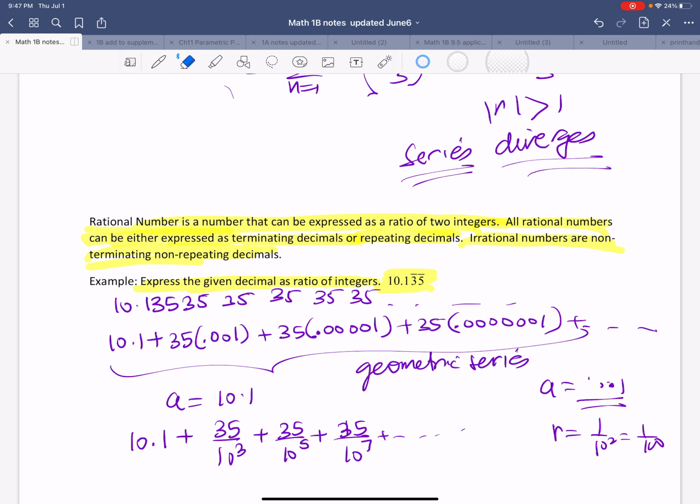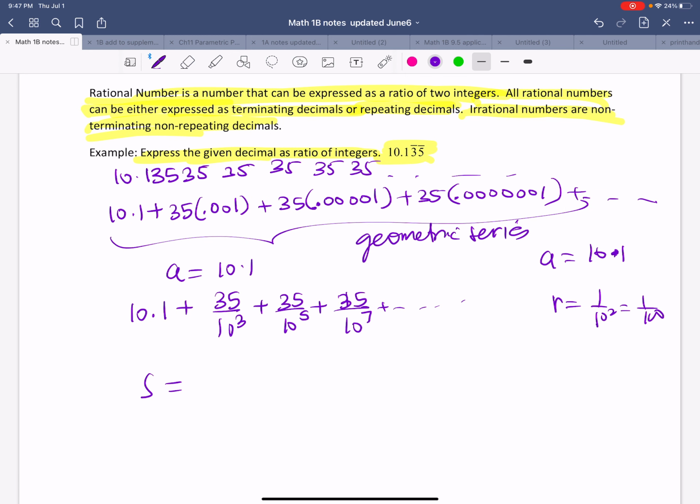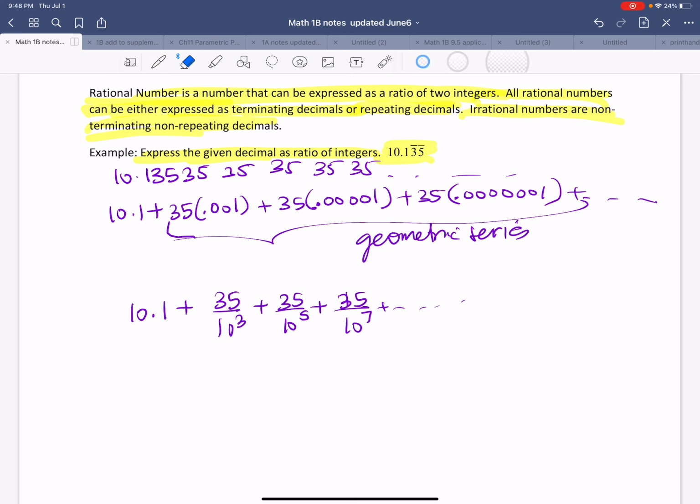Okay, once we found our R and we have our A, we can write the sum of this series. That is going to be A over, actually, let's look at it again. The series starts here. 10.1 is just added in the front. 10.1 is not a part of the series because we're not really doing anything to 10.1. So go back, A is not 10.1. 10.1 is separate, and this is my geometric series. My geometric series starts here.